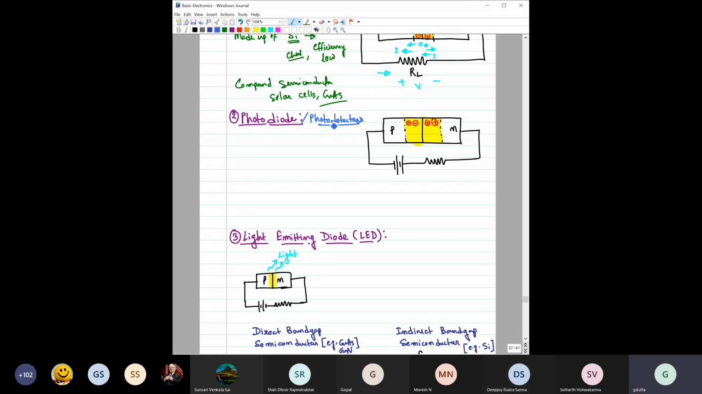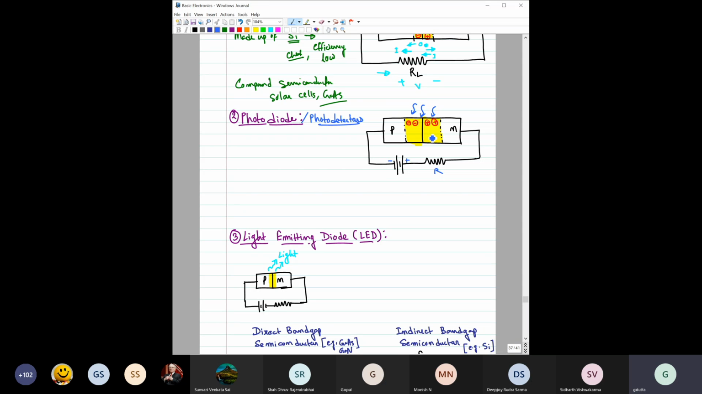Okay, so here's what happens when some light falls on a PN junction which you have intentionally reverse biased. You can see you have reverse biased this, right? And you have a load resistance here, maybe to limit the current. And when light falls on it, what will happen again?